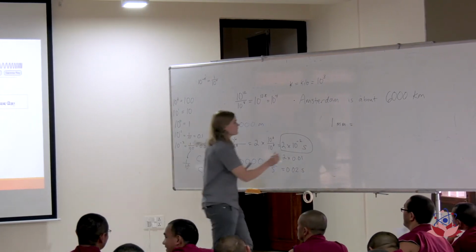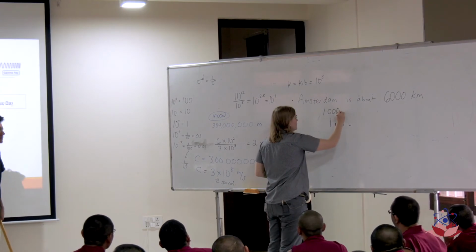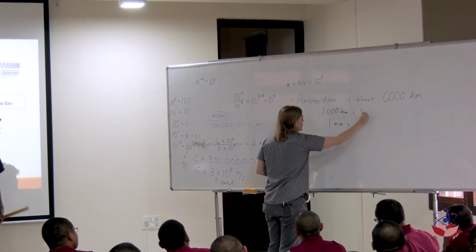1000 millimeters. 1,000. Okay, so I can say 1,000 millimeters equals 1 meter.